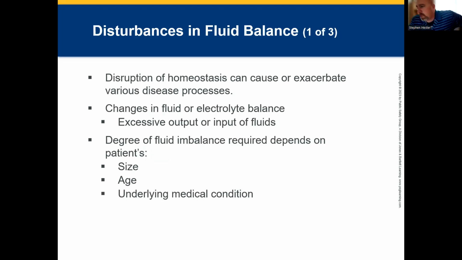Disruption in homeostasis can cause or exacerbate various disease processes. Exacerbate means it makes it worse, usually over a very short amount of time. A lot of times we hear about COPD exacerbation, when our COPD symptoms get to the point that we can't control them. Changes in fluid and electrolyte balances can cause excessive output of urine, or excessive input and being unable to produce the output of fluids.